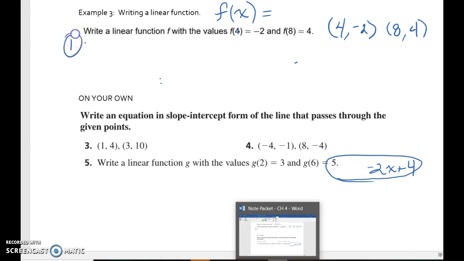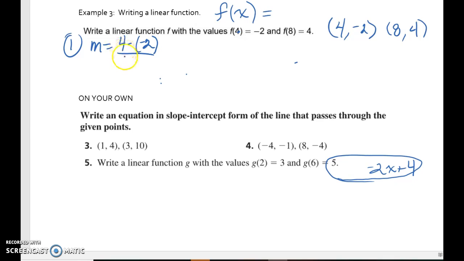So remember, step 1, over here we're going to calculate our slope given the 2 points. So m equals 4 minus -2 would be my change in y. My change in x is going to be 8 minus 4. And then simplify there. 4 minus -2 is 6. 8 minus 4 is 4. And then I'm just going to simplify that fraction to say 3/2. And that's in simplest form, so I'm going to keep moving on.